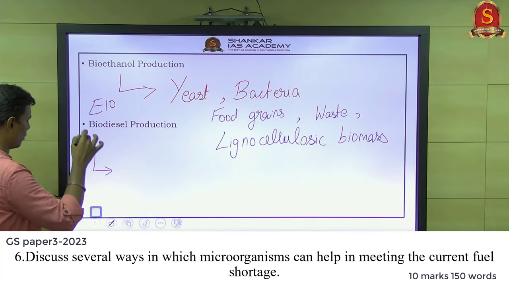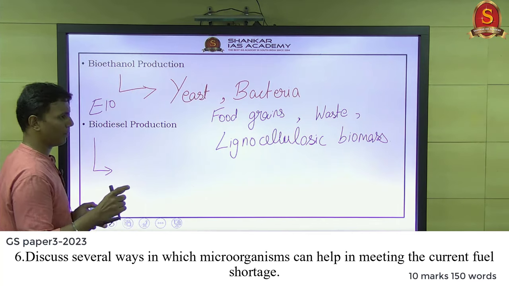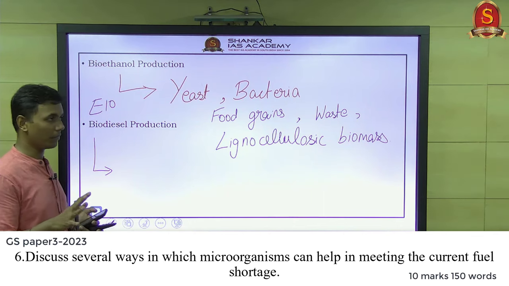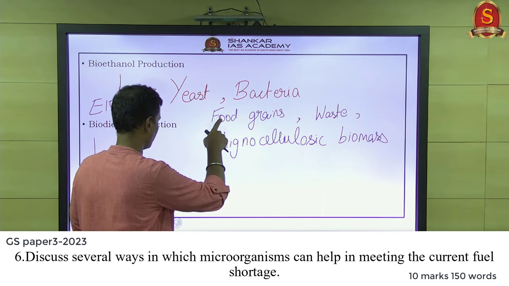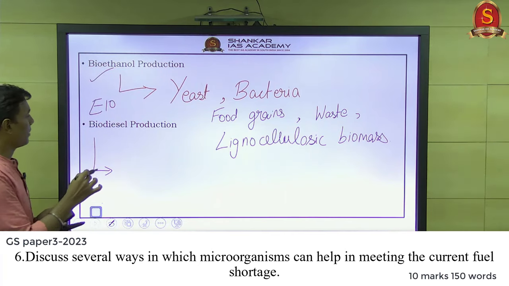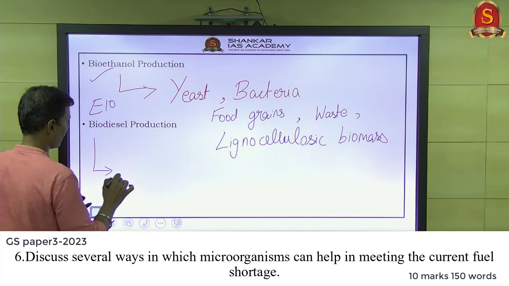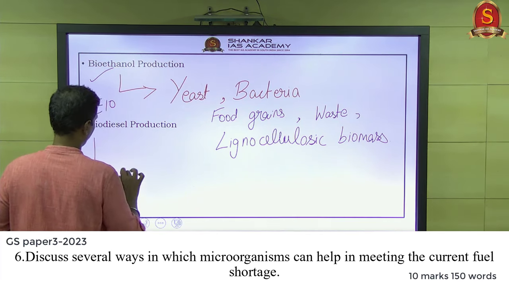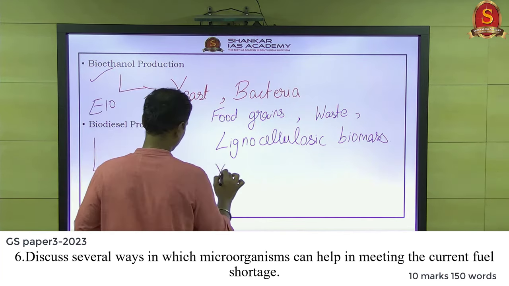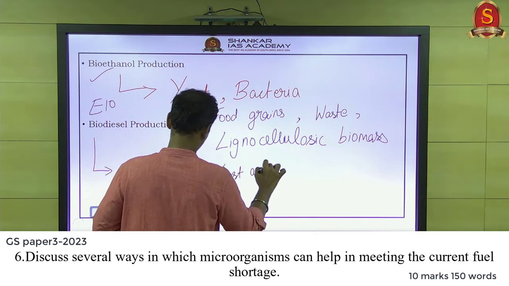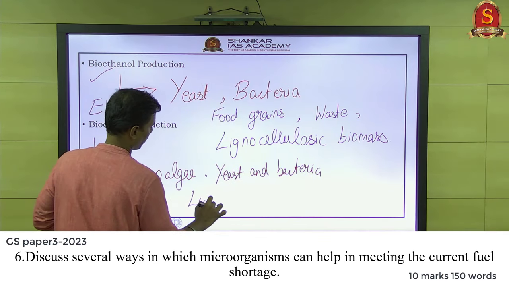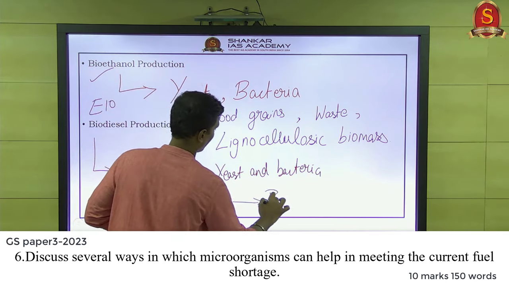The main difference between bioethanol and biodiesel is, first, it depends on the microorganism used. If you have proper data, then you should mention it, or otherwise you should not. For example, in bioethanol production, Saccharomyces is generally used. Biodiesel production generally includes usage of microalgae. We can use yeast, and also bacteria can be used, wherein lipids are used for deriving biodiesel.